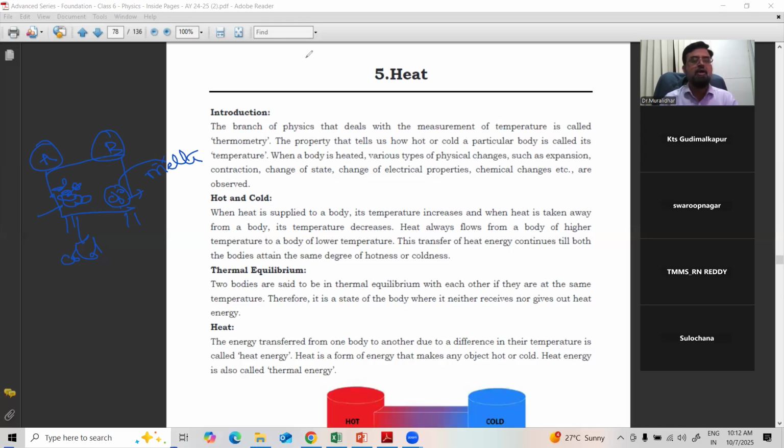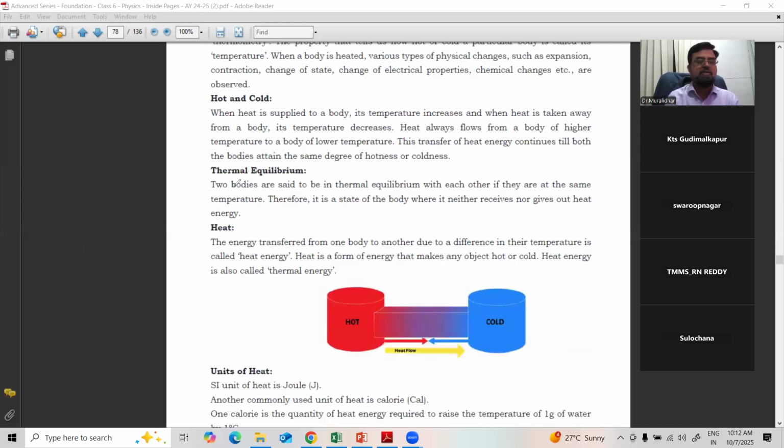Such a phenomenon is what we are going to discuss now, that is, thermal equilibrium. Very interesting one. Two bodies are said to be in thermal equilibrium with each other if they are at the same temperature. Therefore, it is a state of a body where it neither receives nor gives out heat energy. When both attain the same temperature, there won't be any transfer of heat.